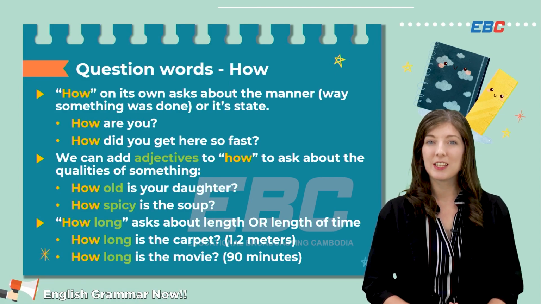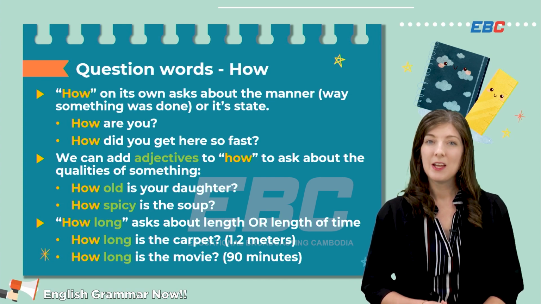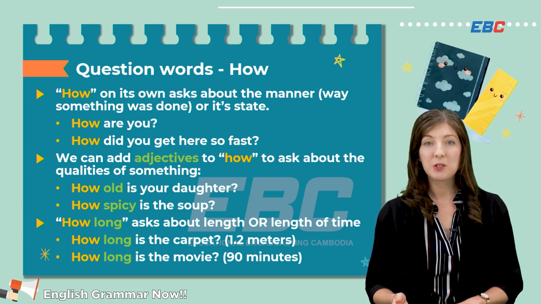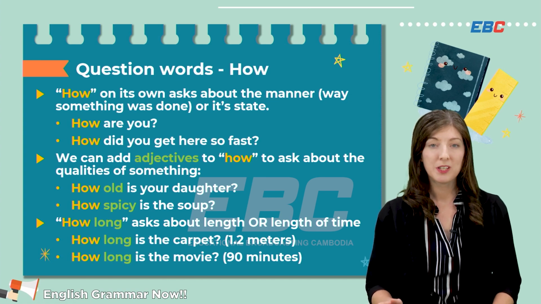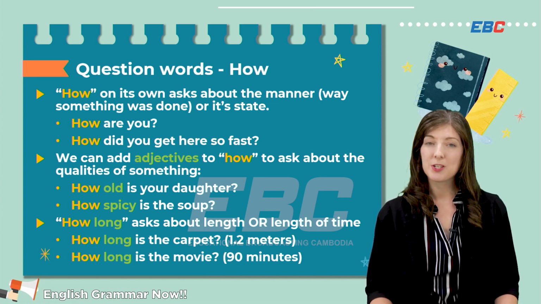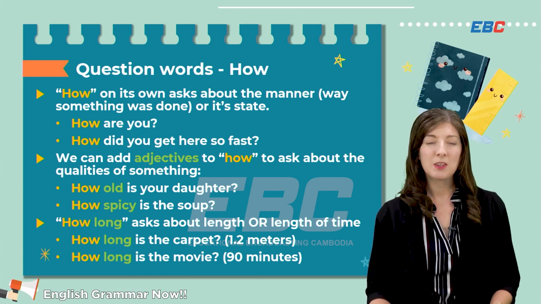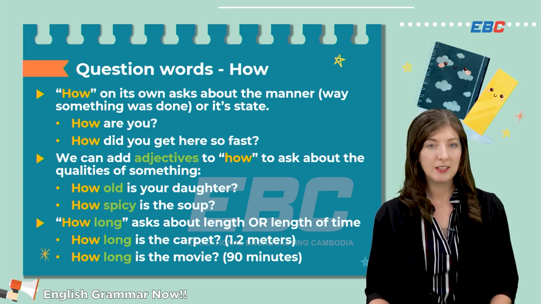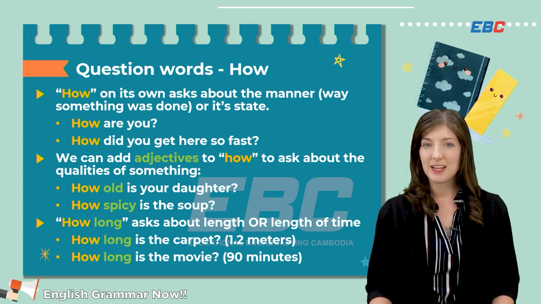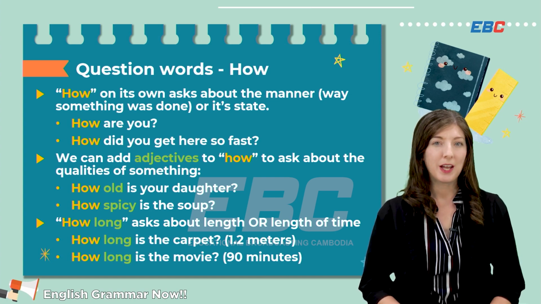Let's take a look at the word how. As we've already seen, we can use how as a question word on its own, and it will help us to ask questions about the manner of something, which means the way that something was done, or its state. Here are some examples. How are you? How did you get here so fast?